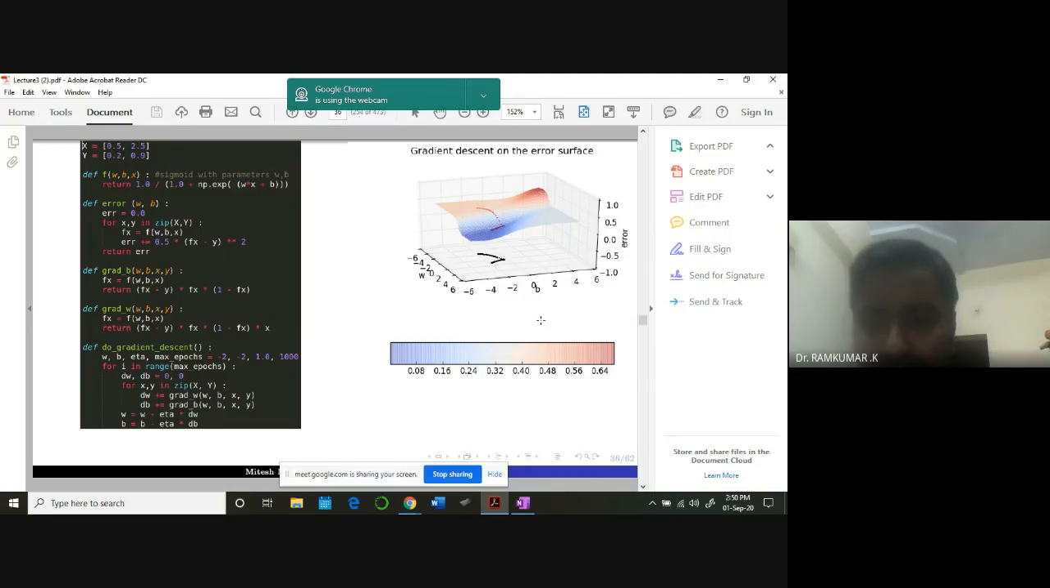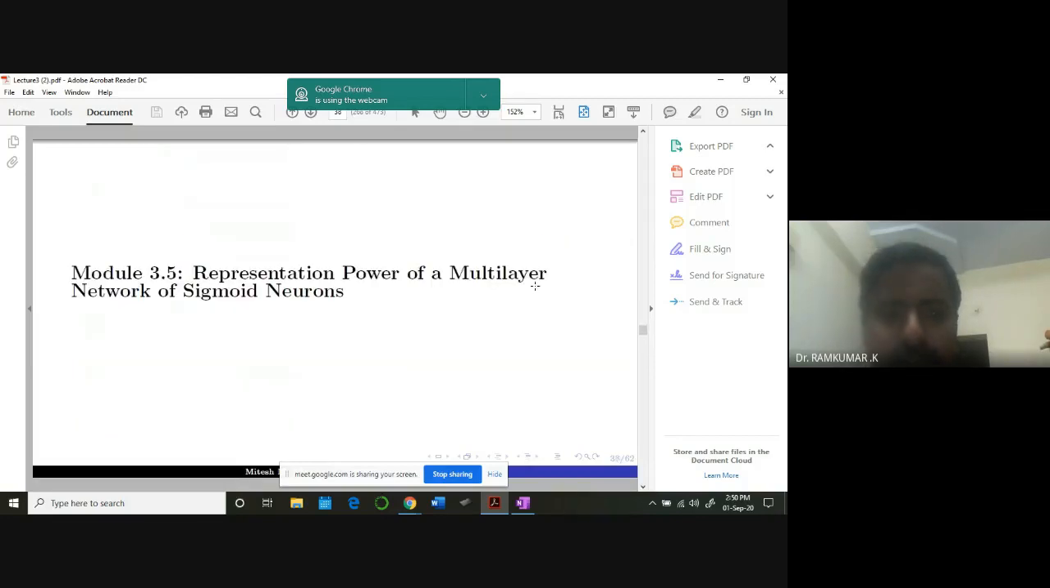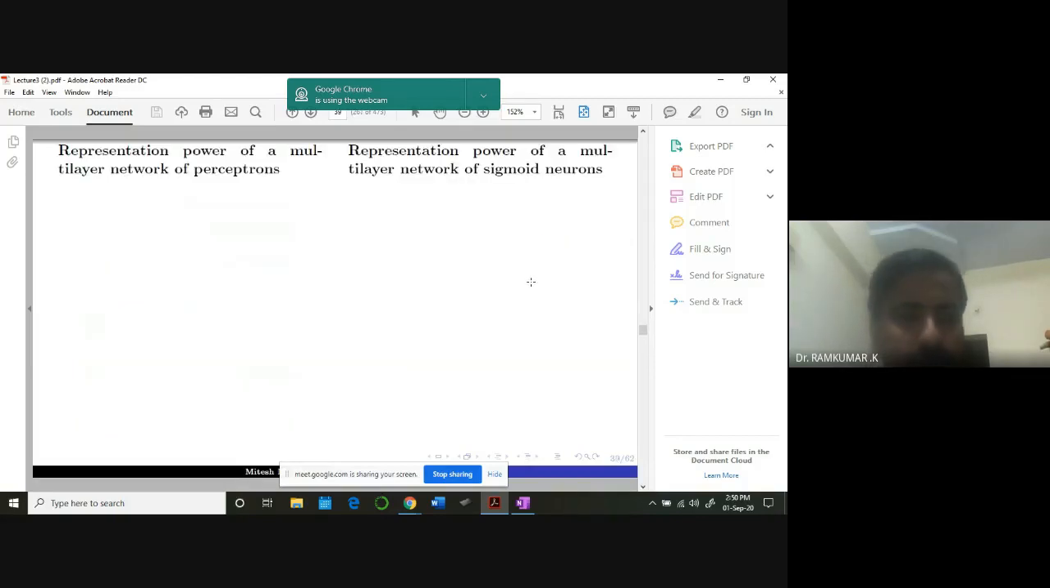So this is with respect to what? How many weights do we have? Only one weight and one bias. This is the error curve. So the error has come down over the number of iterations.